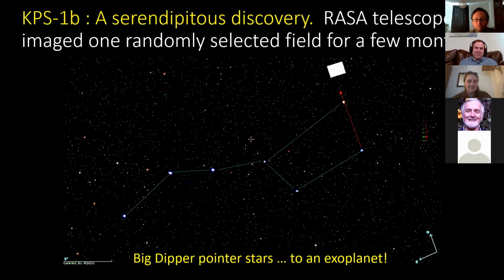KPS-1b, I call this a very serendipitous discovery because you see the little white box. That was the field of the RASA telescope. I aimed at one spot. I just randomly picked that spot. Maybe one person can say I used the Big Dipper as aiming stars to point to it. But this is what you call pure luck that there was an undiscovered exoplanet in that field. And so that's what kind of got all this started.